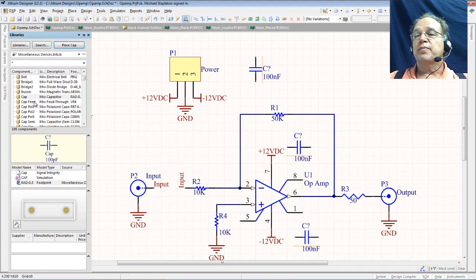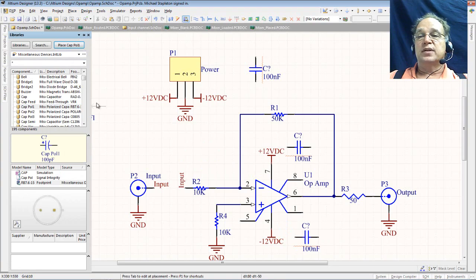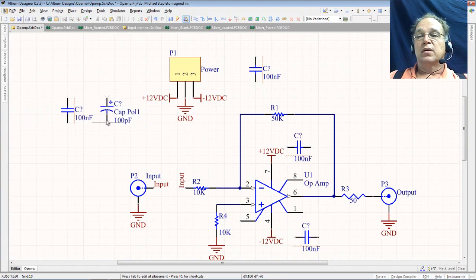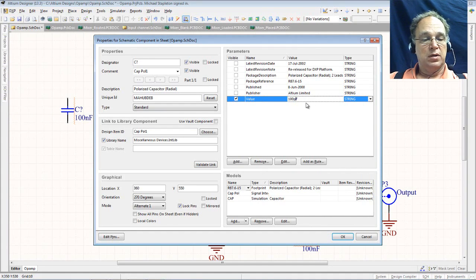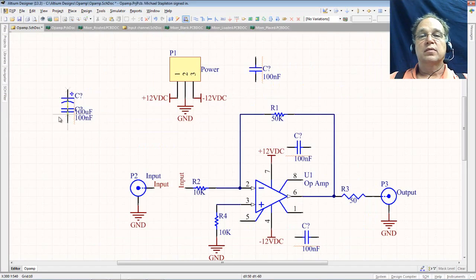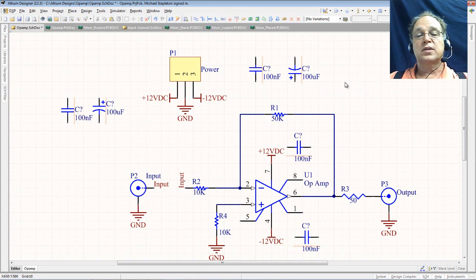Back to libraries. I'm going to pick this polarized capacitor. I'm going to tell it to place the capacitor. Hit my tab key. It's not 100 picofarads. I want 100 microfarads. So I'm going to say microfarad. And I don't want to see where it says cap polarized. And I'll put one here and one up here. Right click to stop placements.